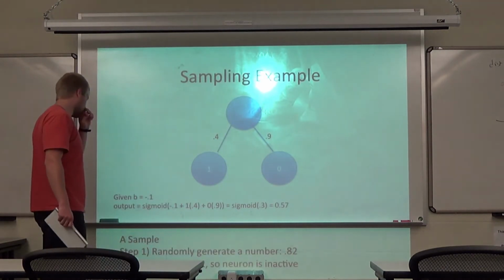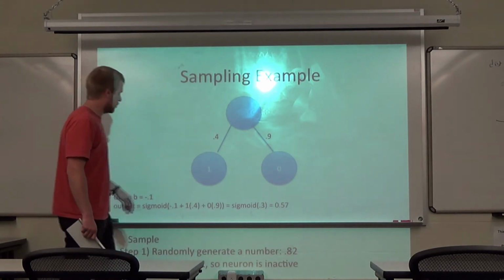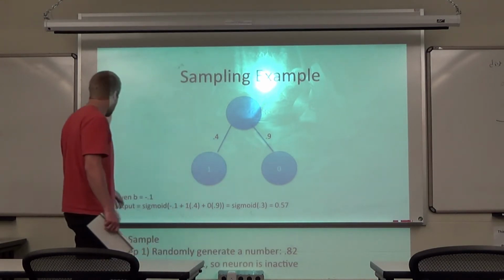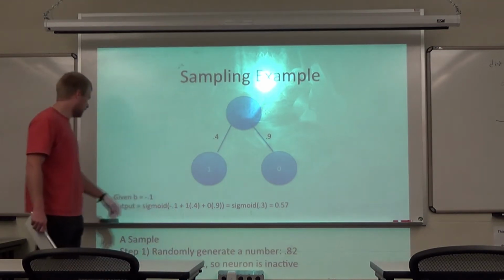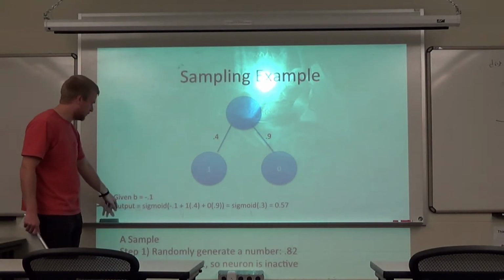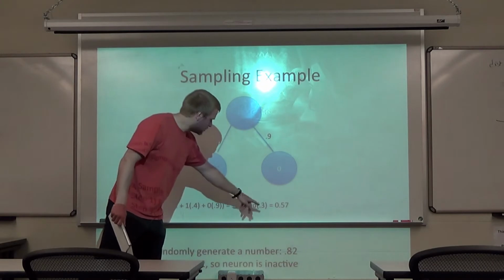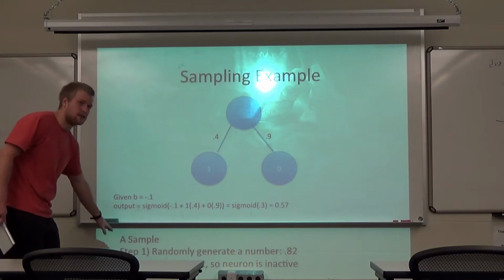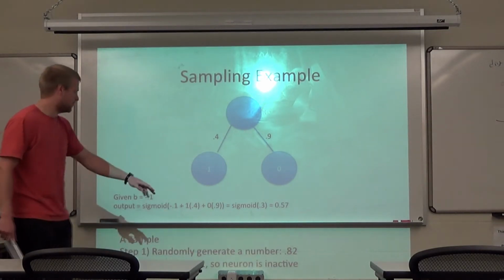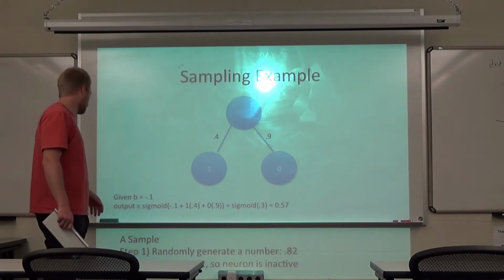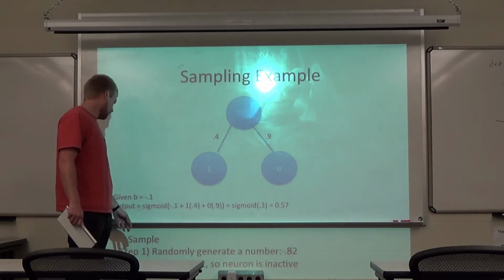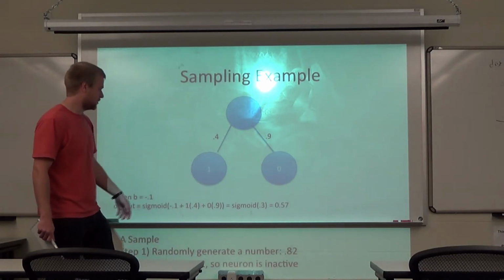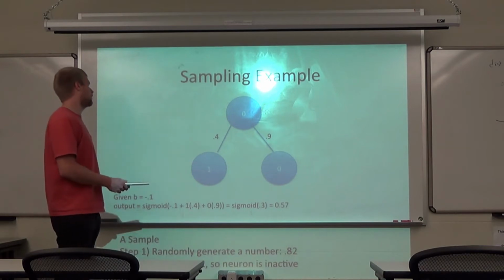Okay, so here's an example of sampling. Let's say that this is our network, and we've already set the nodes here to 1 and 0, and these are our weights. And our bias for this unit is -0.1. We'll compute the output, and the output we computed here is 0.57. So we can take one sample, first step. Can you guys see this down here? The first step is to randomly generate a number. Let's say that we randomly generated 0.82. Then we know that the output, which was 0.57, is less than 0.82, so the neuron is inactive. So we set this to 0.